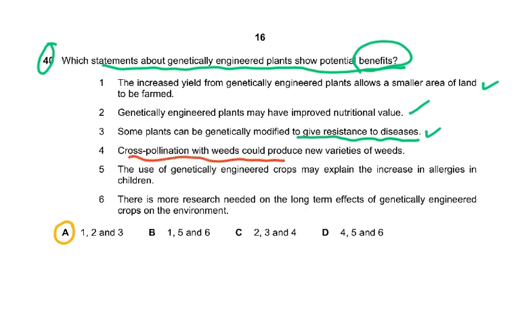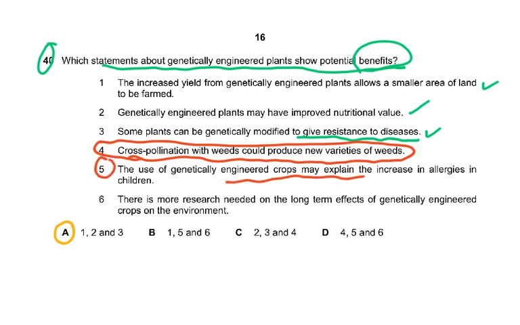Cross pollination with weeds could produce new variety of weeds. Well, that is not a benefit anything. What would we do with the weeds? Weeds are useless. We want the cash crops, the sugar cane, the wheat, and the rice crops. We don't want the other rubbish stuff. Number 5, the use of genetically engineered may explain the increase in allergies in children. No, we've no such proof as yet.